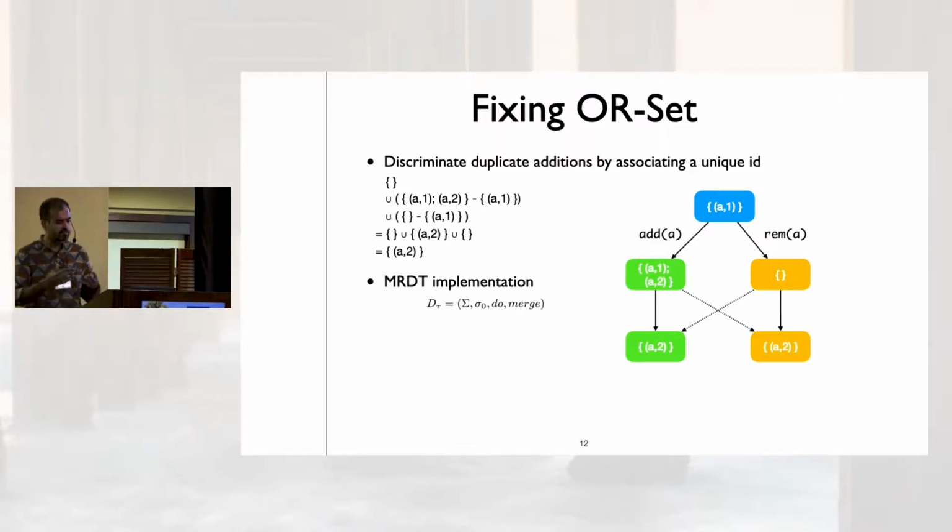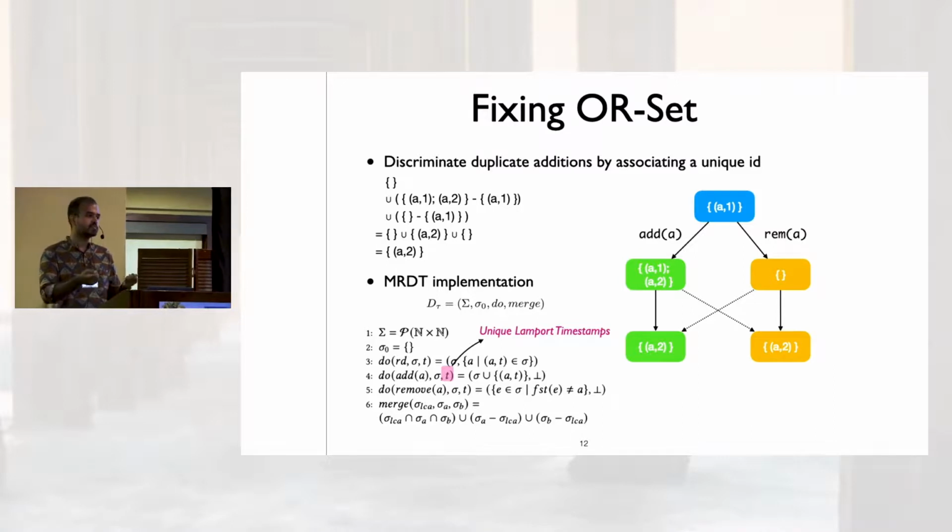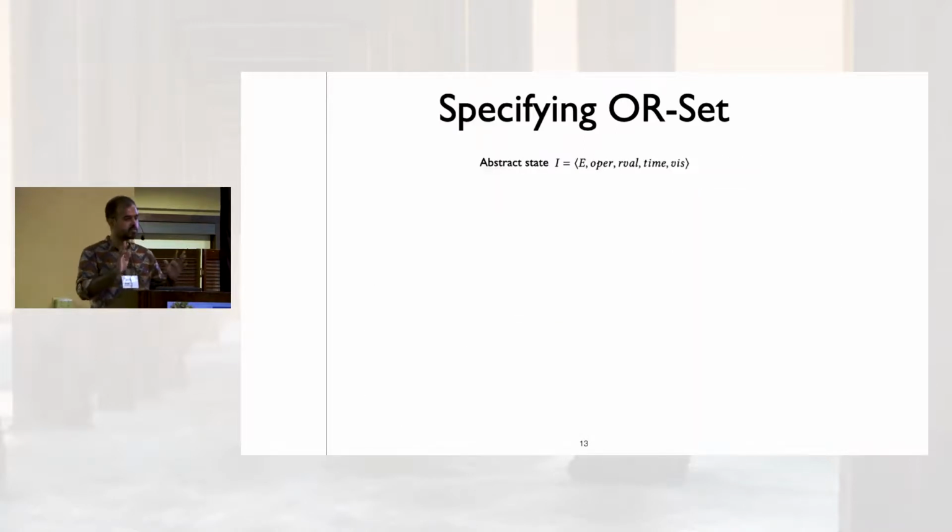So our MRDT implementations are plain, purely functional, standard implementations of sets. The only subtlety here is that for each of the operations, we assume that the operations get from the runtime a unique Lamport timestamp. And this Lamport timestamp is used for unique IDs in this example. And these Lamport timestamps can be locally generated. So there is no coordination required between replicas to do this. OK, so that's the implementation.